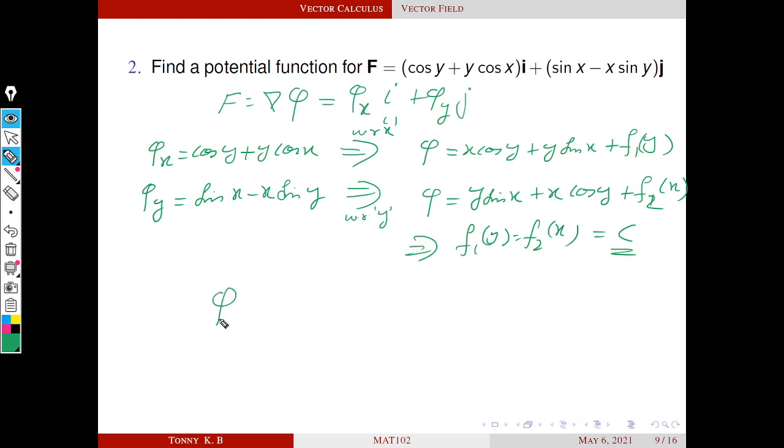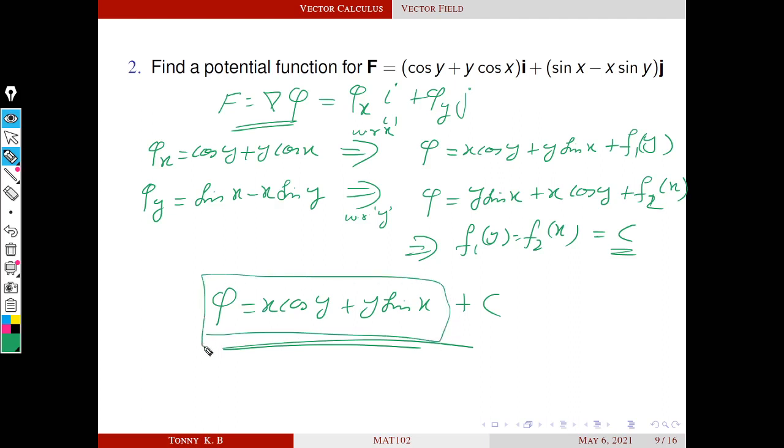So what is our phi? Phi is x cos y plus y sin x plus a constant. You can choose any arbitrary number here. So it is clear that this phi is the potential function for this vector valued function F, because this phi satisfies this relation. If you choose c equal to 0, then we get a simple potential function. You can choose any c, no problem. So this is x cos y plus y sin x plus c.